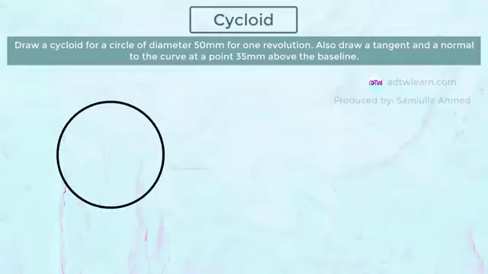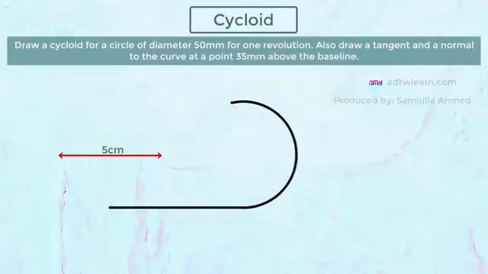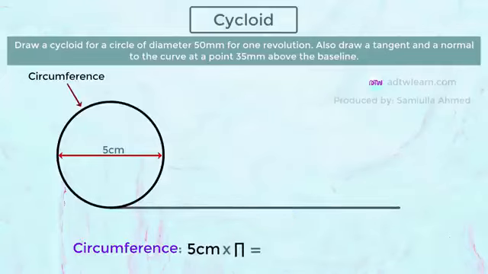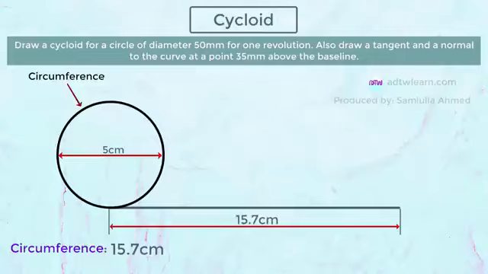Consider this circle having a diameter of 50 mm or 5 centimeters. The path traveled by the circle will be equal to its circumference. Circumference of the circle is given by the diameter times pi, which equals 157 mm, or you can say 15.7 centimeters. Therefore, this distance is 15.7 centimeters.